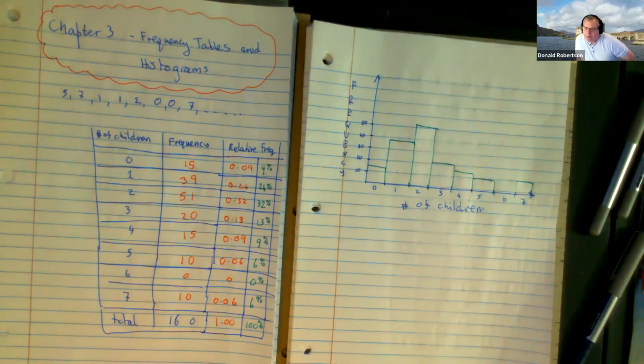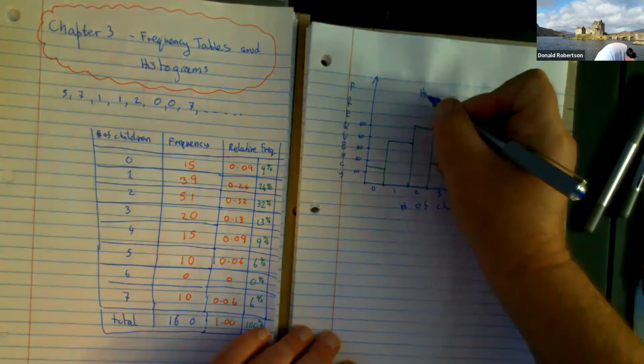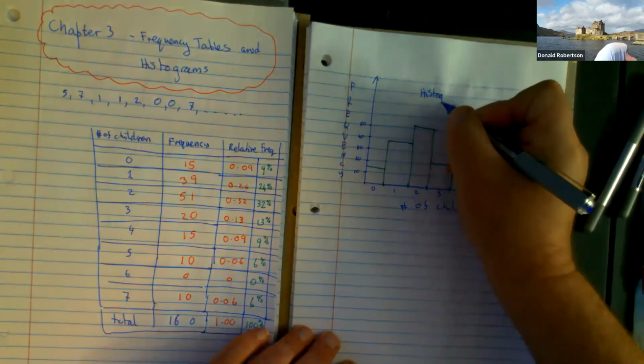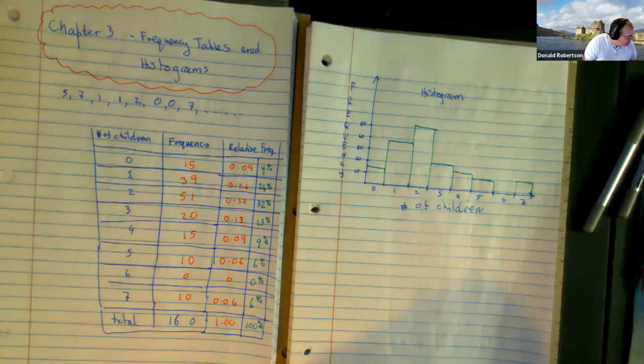Does that look kind of familiar? Go to histogram. Are we good? Now, histogram. What other kind of shapes can we have?